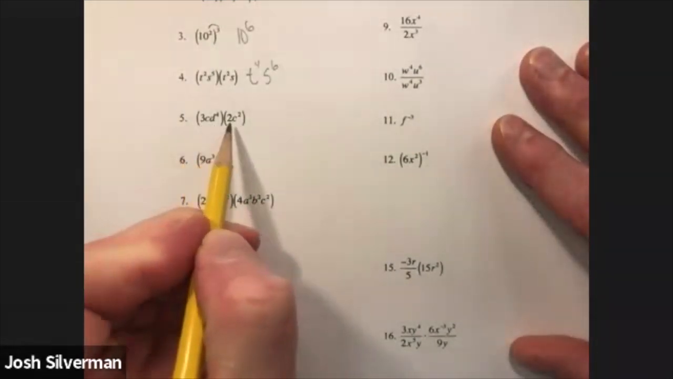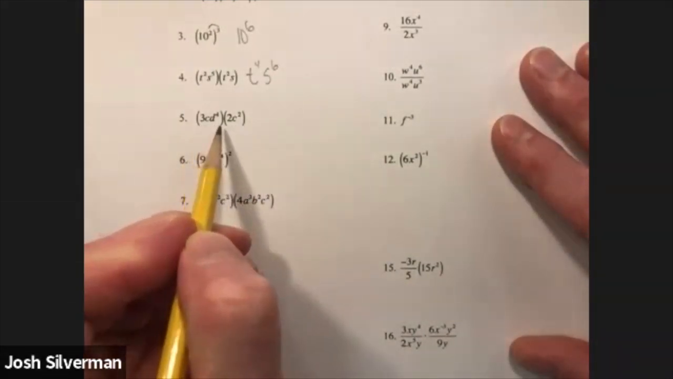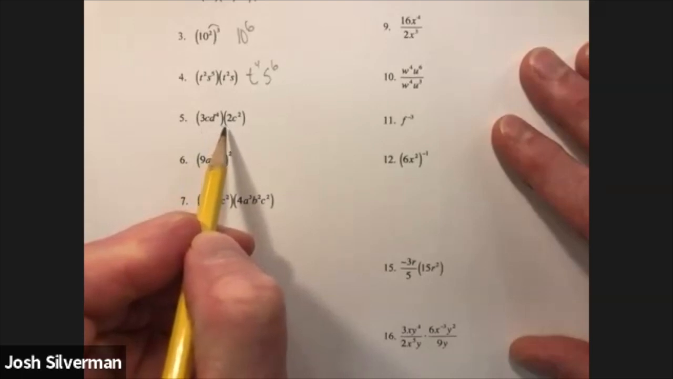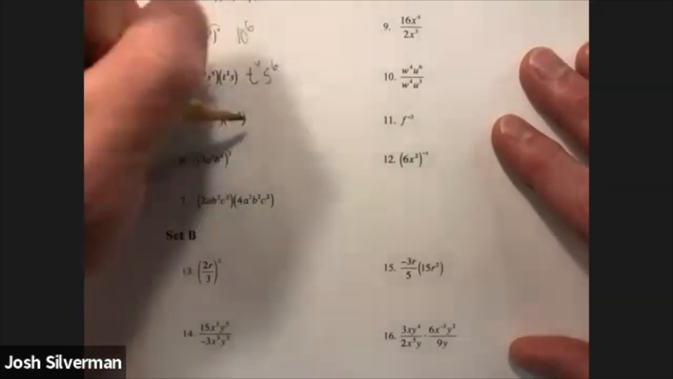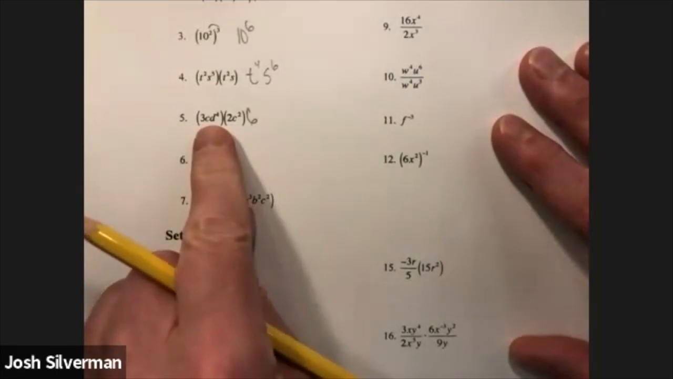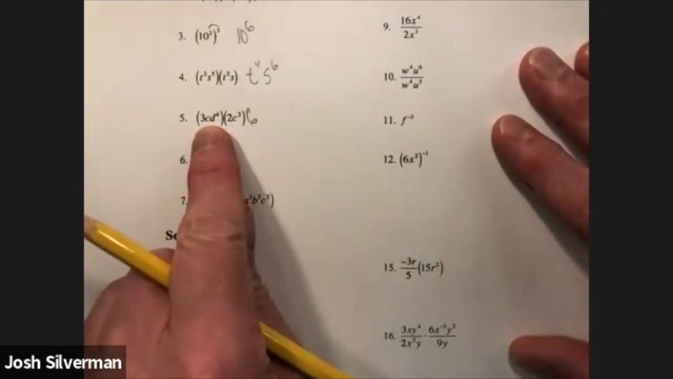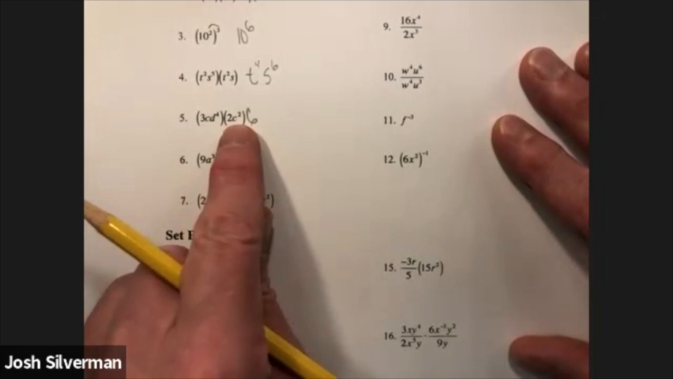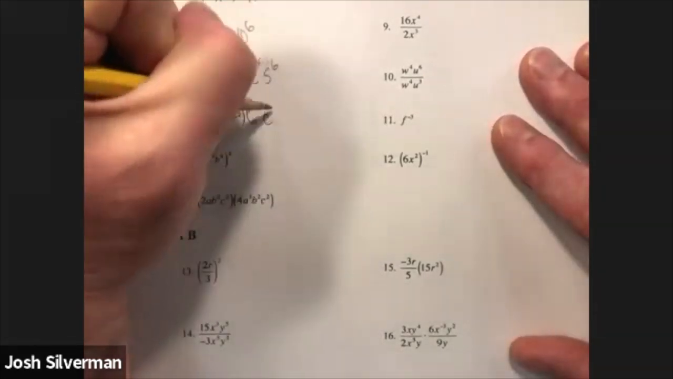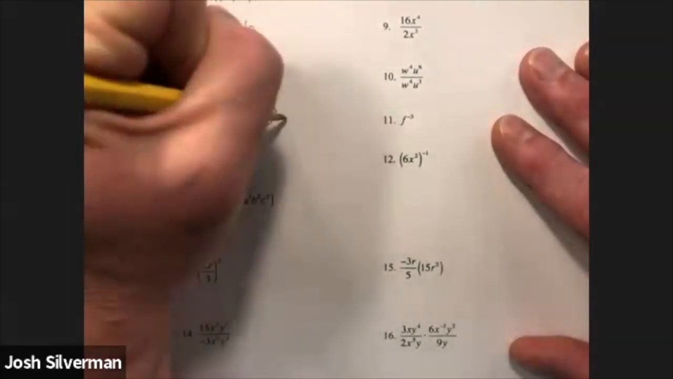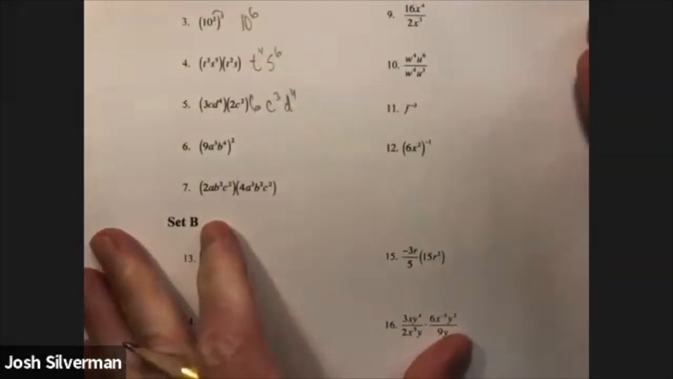The coefficient matches with the coefficient. Multiply normally. 3 times 2 is 6. The variables will go with their matching variables. C to the 1 times C to the 2, that's going to be C to the 3. There's nothing to do with that D to the 4th, so it just says D to the 4th.